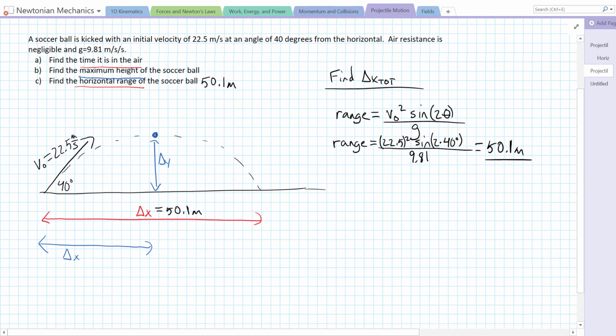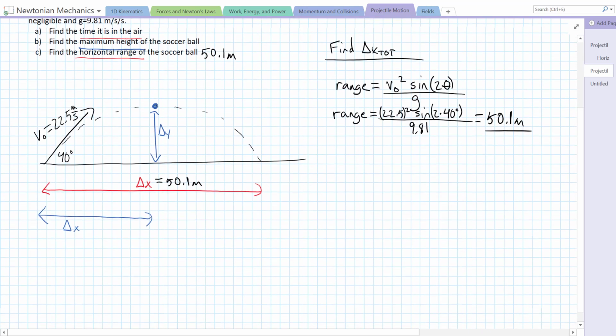Find the time it is in the air. So at this point, I'm not exactly sure what to do. There might be an easy shortcut to figuring this out, but I don't know. So I'm going to just do what I do anytime we have a projectile problem and start by, well, one, we have our initial velocity, but it's at an angle. So let's resolve that vector into its components, and then let's fill in our projectile motion table to solve for our other unknowns. So we have our initial velocity.